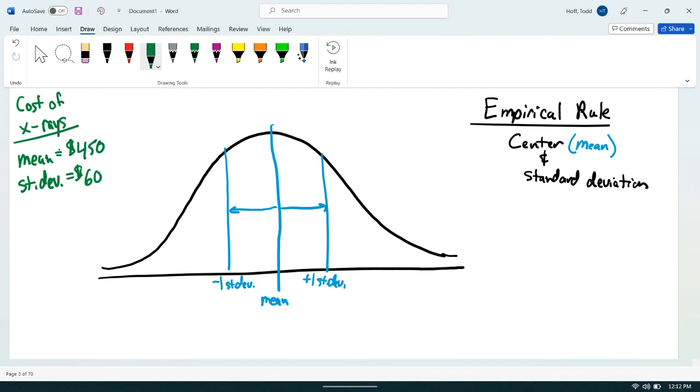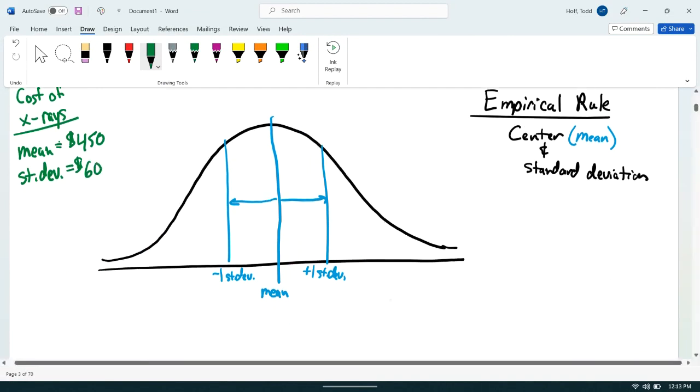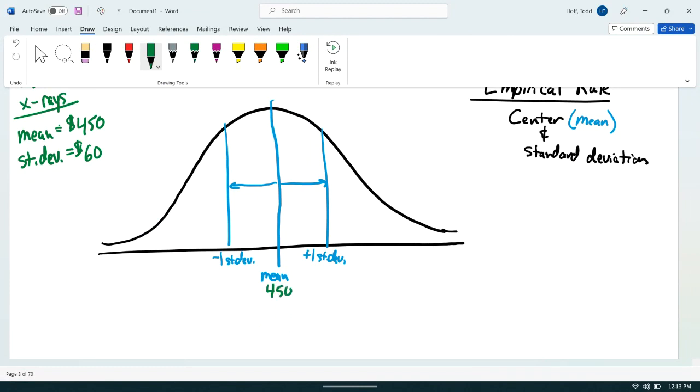So that means the center of this curve here is 450. Adding 60 to that would make this 510. Subtracting 60 from that would be 390. So because we have a mean of 450 and a standard deviation of 60, we get a range, one standard deviation around the mean, that goes from 390 to 510. And the empirical rule tells us that we expect 68.3% of all the data points to be within there. So let's say for our sample, n equals 500 clinics.